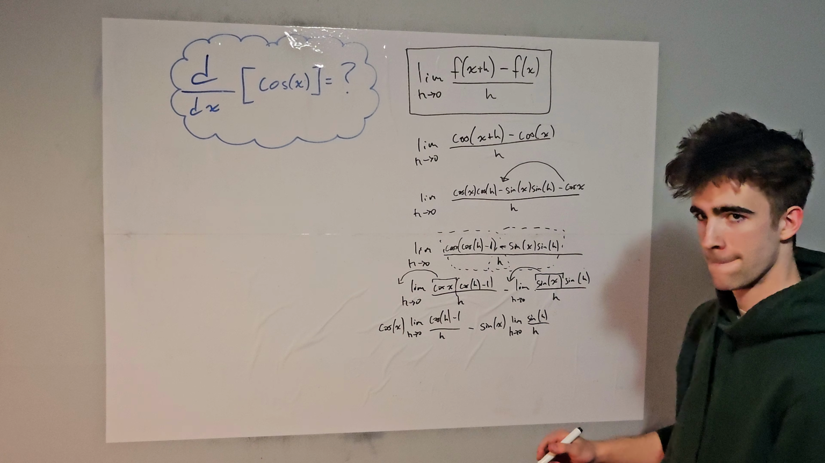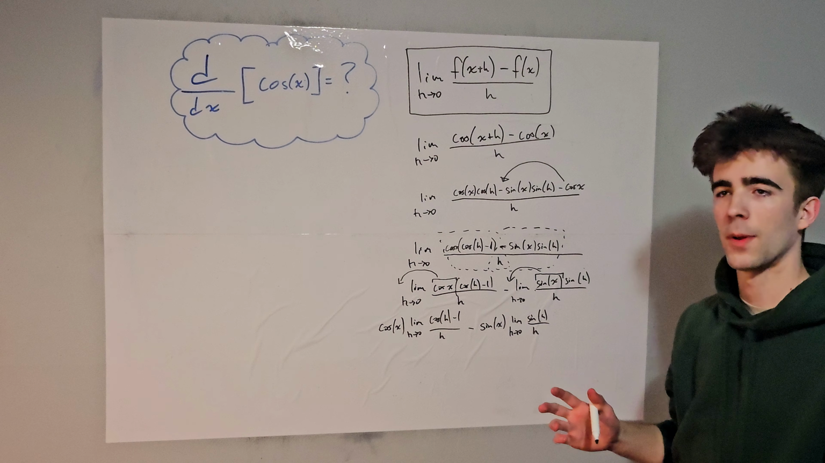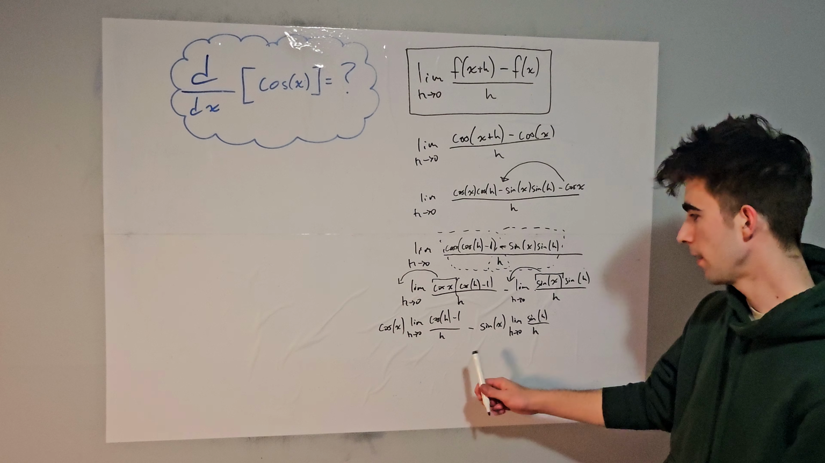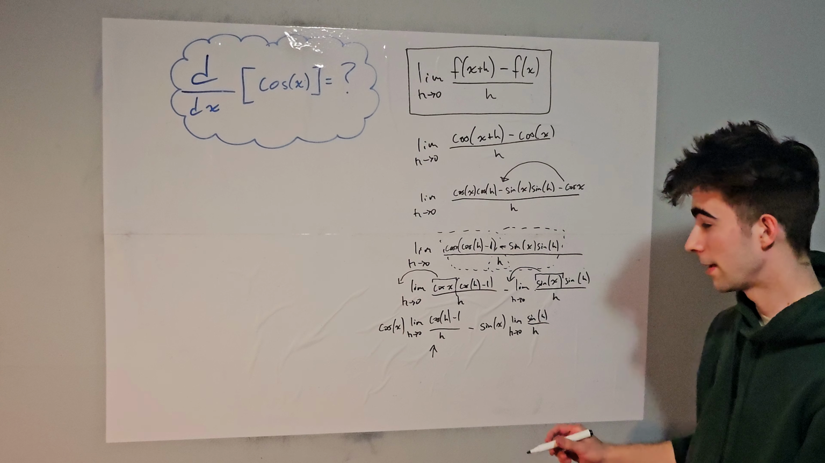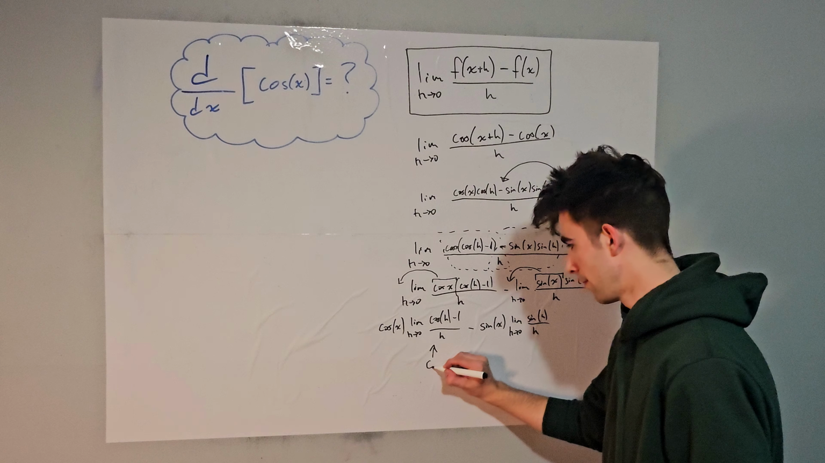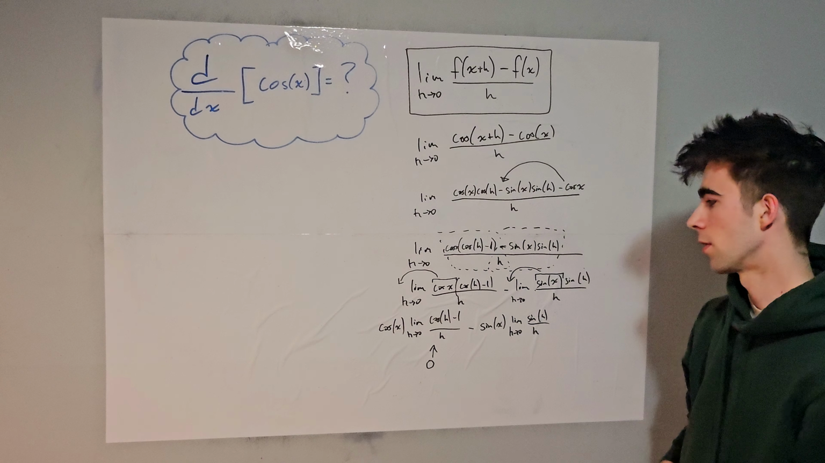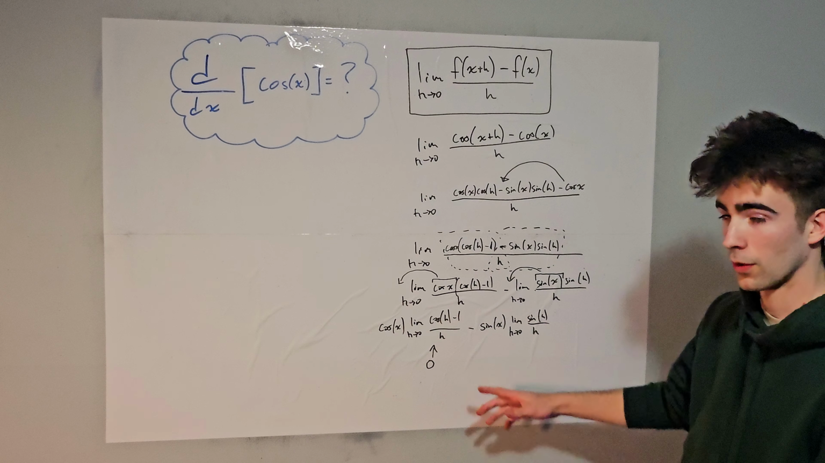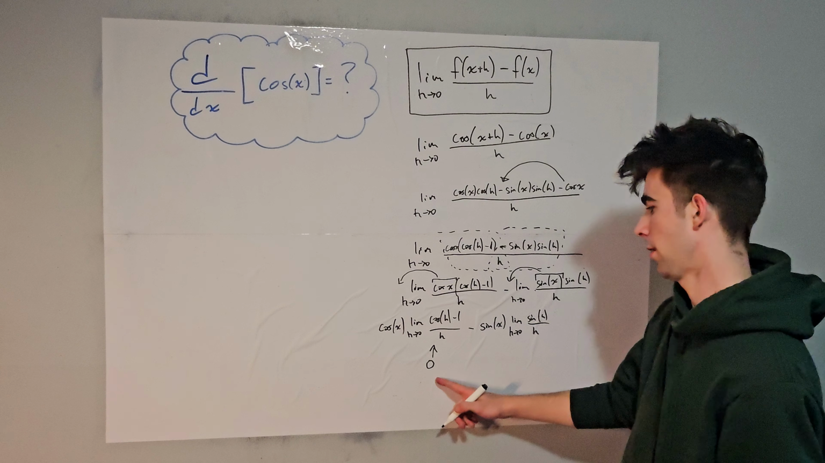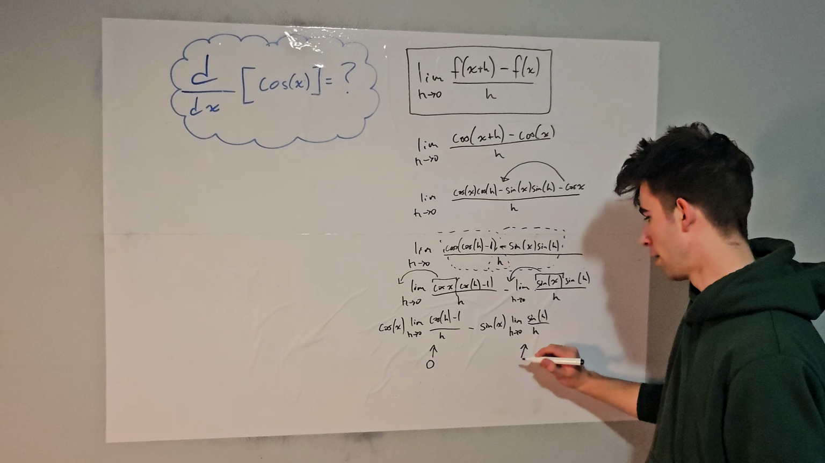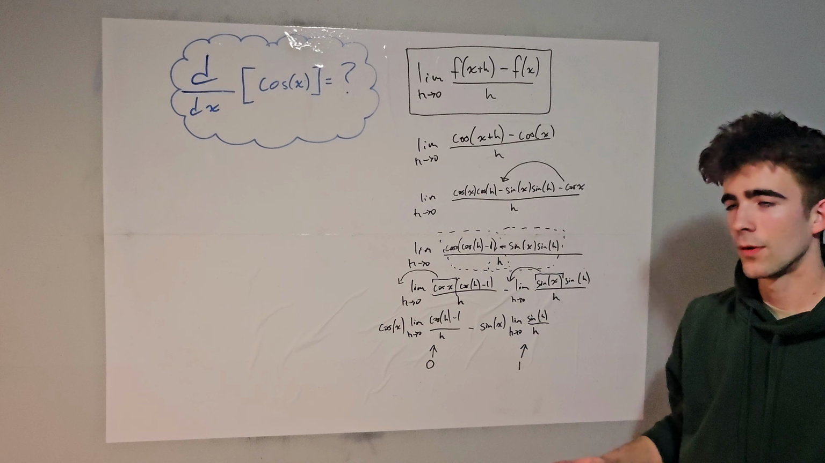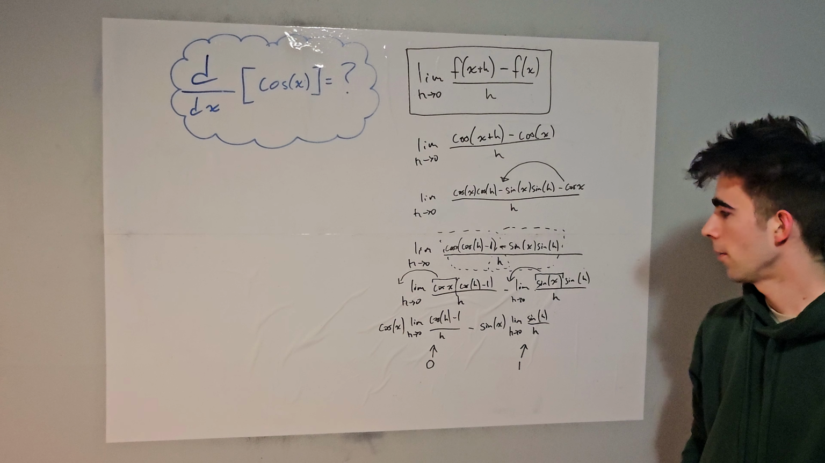All right. Here we have two fundamental trigonometric limits. This one over here is going to evaluate to 0. If you want to check that, you can plug in values of h close to 0, and you should get a number close to 0 as your output. This one's going to be 1. And I do have videos on both of these if you want to check that out.